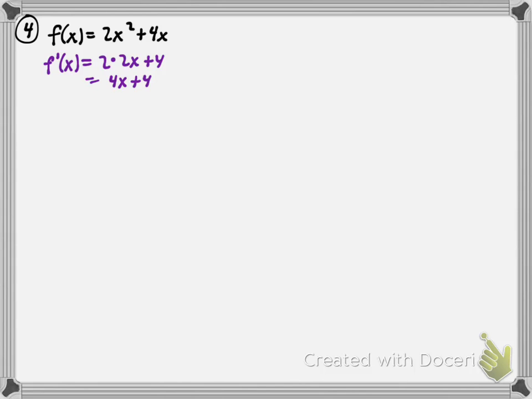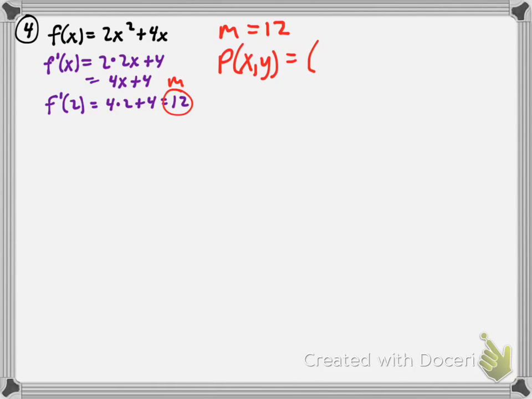Okay, so that's the slope of the tangent line at x, but what we really want to know is the slope of the tangent line when x is 2. Well, 4 times 2 plus 4 gives us 8 plus 4, or 12. So that's our slope. When we want an equation of a tangent line, we want the slope, which is 12, and we also want a point. And the point xy has 2 for x. Well, now what's the y?